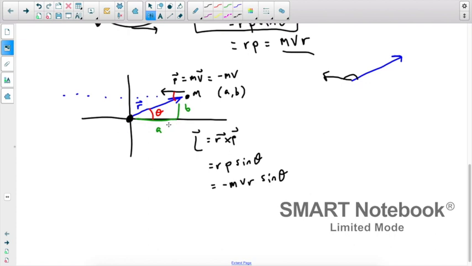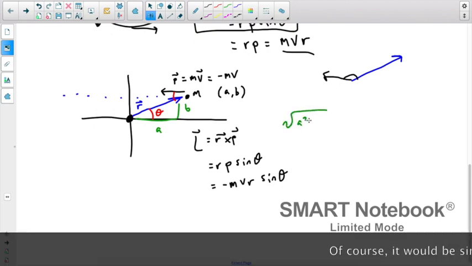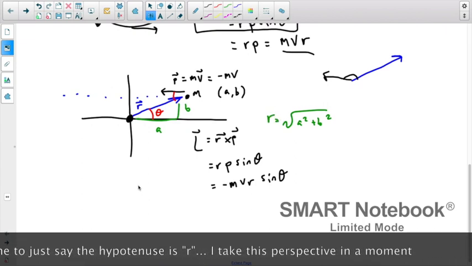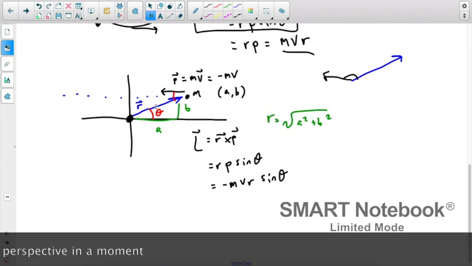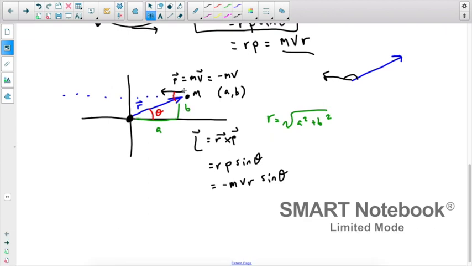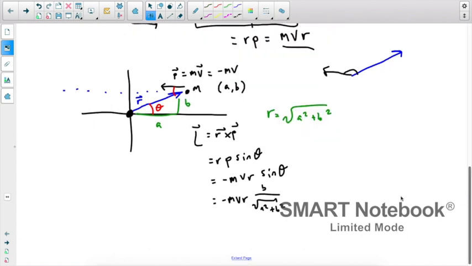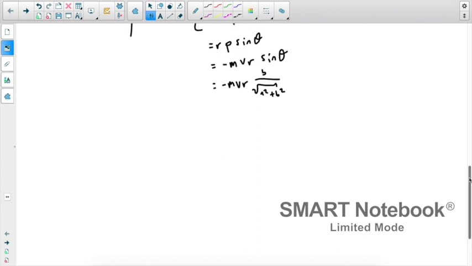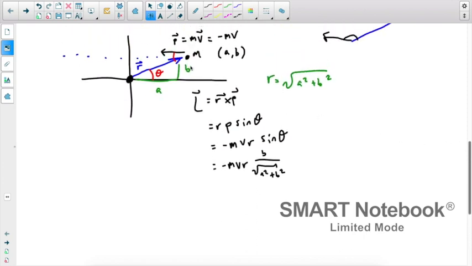And so you know that sine is opposite over hypotenuse. And the hypotenuse here is going to be the square root of a squared plus b squared. That's how big my hypotenuse r is. So I could replace sine theta with opposite over hypotenuse, and I would get that, and that might be one answer that I would want to give for the angular momentum of this point particle with respect to this axis of rotation or this fixed point in space.